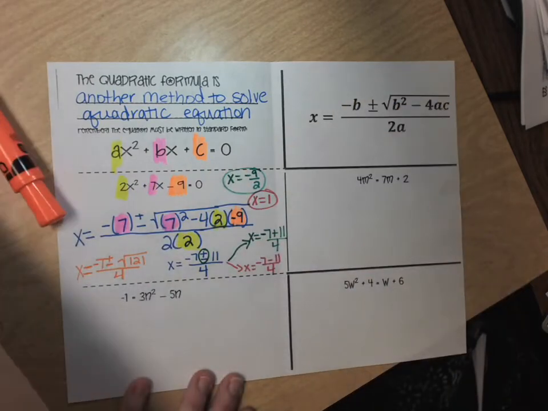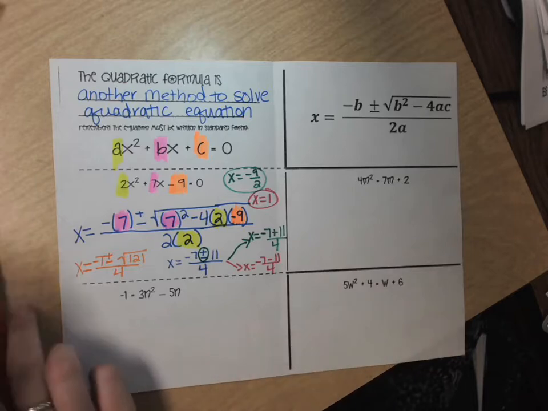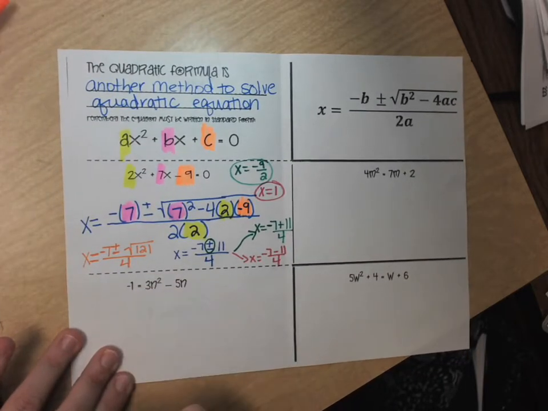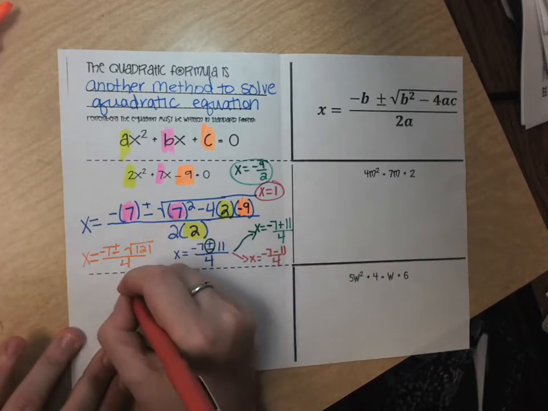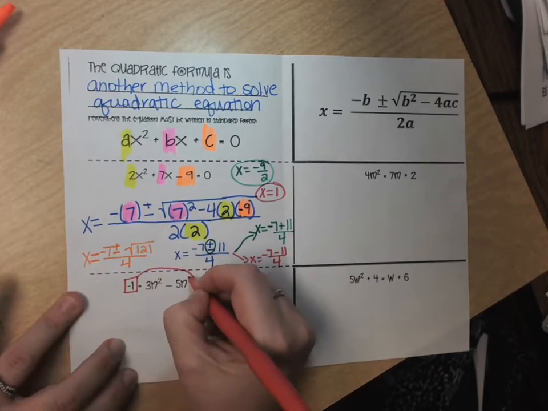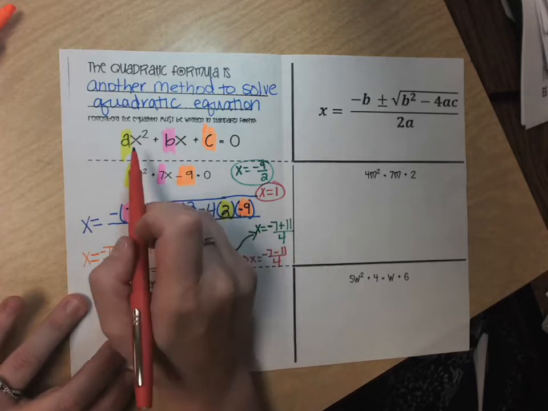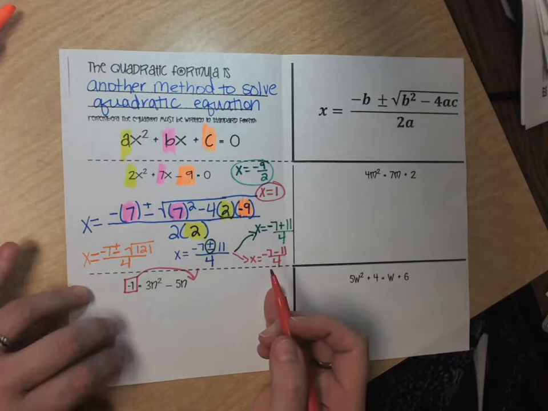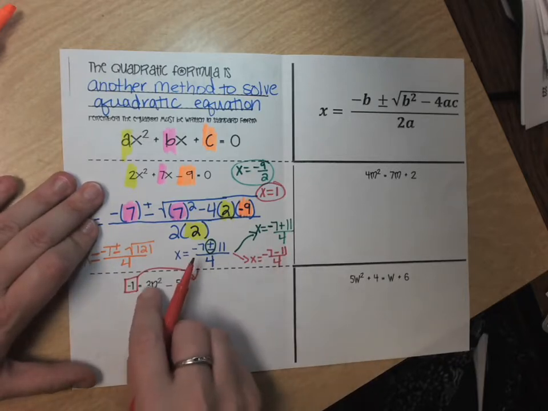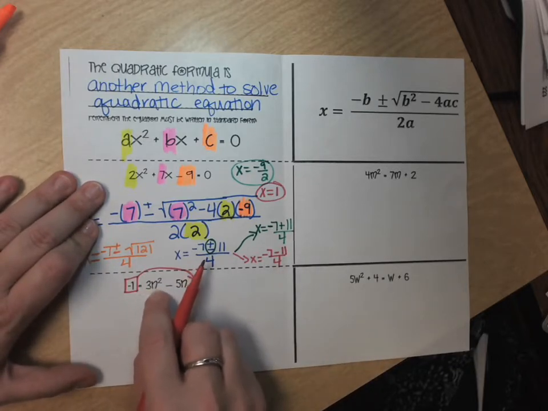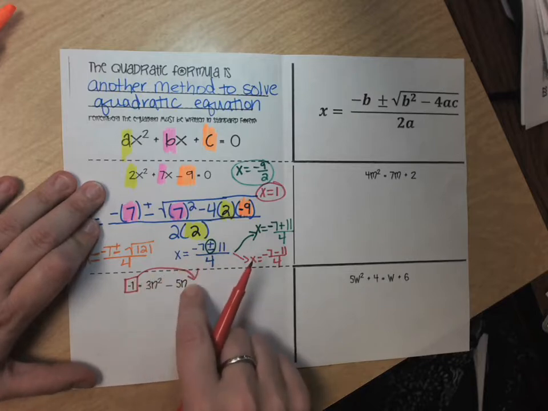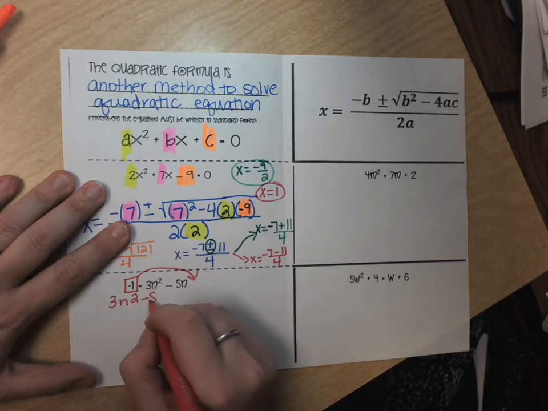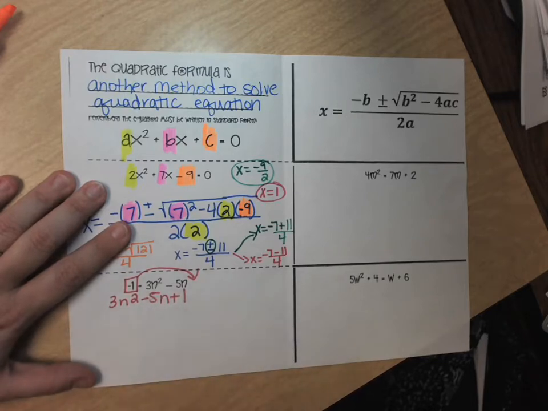Okay, I'm going to do the same thing on the next example. Okay, all of this needs to be on one side. So this 1 is on the wrong side. I've got to move it over here, and it goes to the end because remember, ax squared plus bx plus c is the order it needs to be in. You want your x squared value to be positive. That is why we're moving the 1. So you're going to have 3n squared minus 5n plus 1.